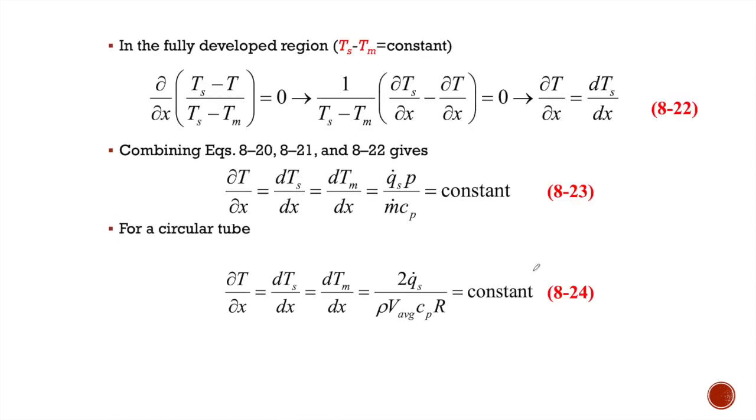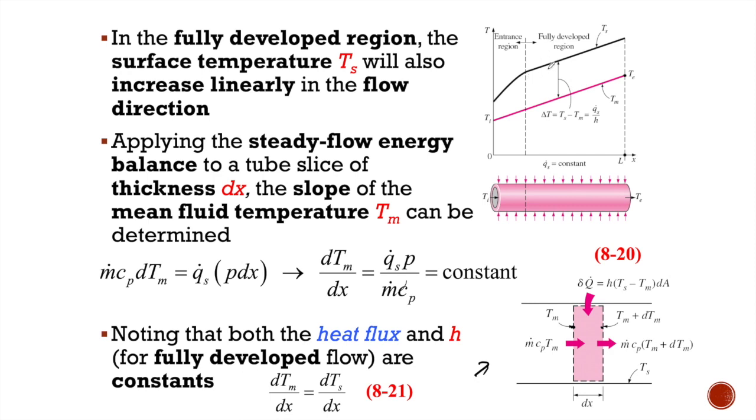From here, we can conclude that the change of temperature per x is constant for the fully developed region. You may see from this figure, this is the entrance region where there is a change in the temperature, and the delta T changes as the x coordinate increases, until the point where the fully developed region starts. At that point, the delta T is the same as the x increases. This is what the derivation tells us.